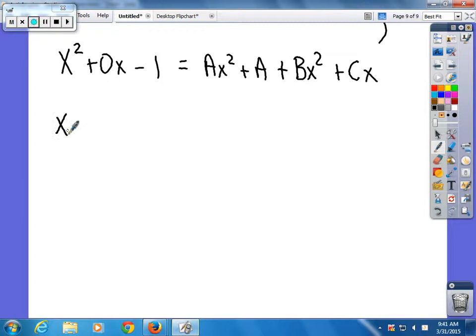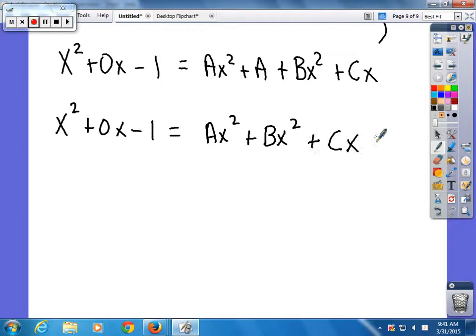So x squared plus 0x minus 1 is equal to ax squared plus bx squared plus cx plus a. If you're wondering why I put the a here and not here, it's because this is the second degree, this is the first degree, and this is the zero degree. Descending order. Don't try to make this complicated.